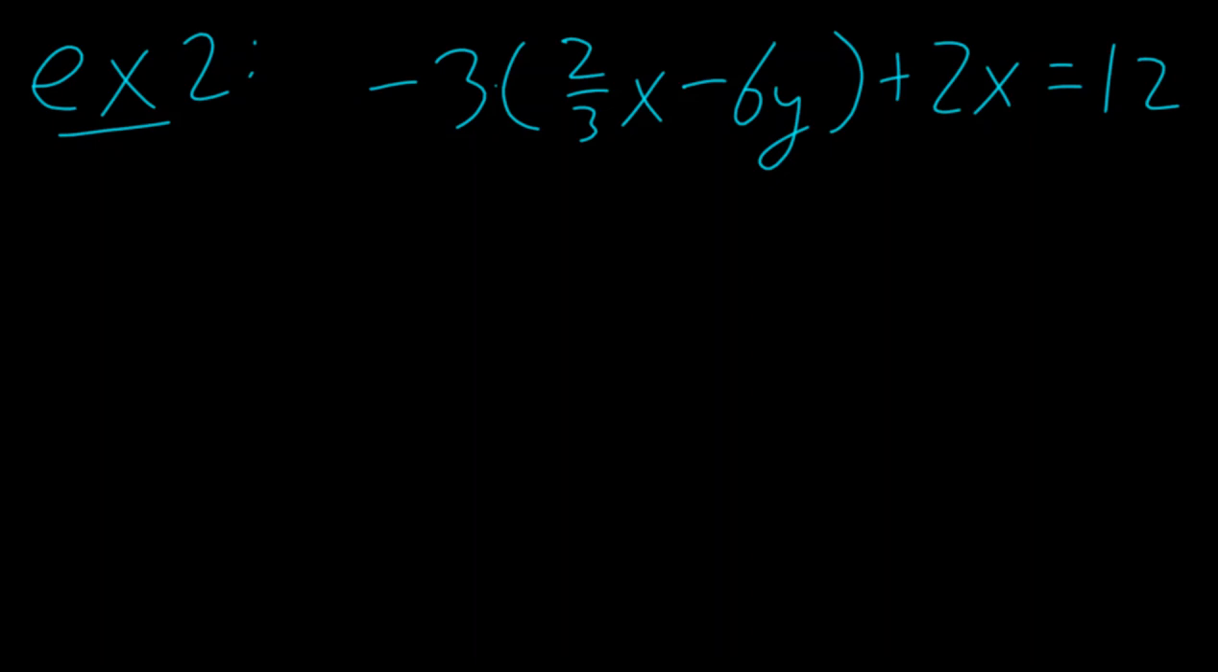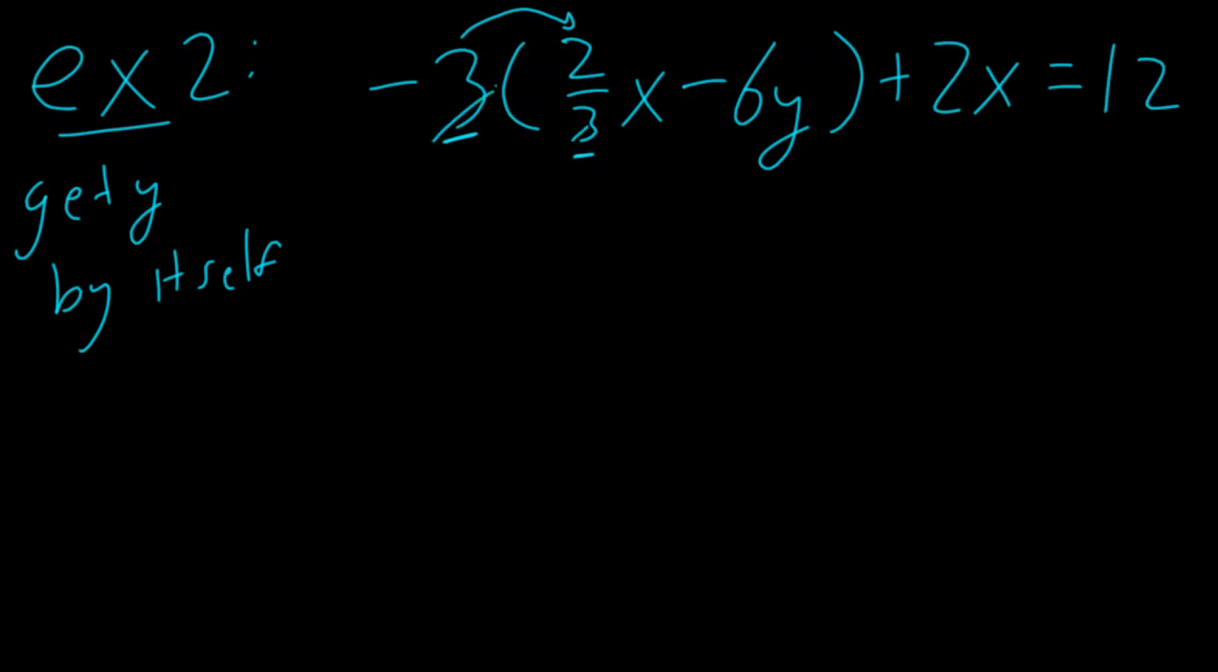The first thing we want to do if we want to graph this is we want to get y by itself. And the way we're going to do that is by simplifying the left-hand side. So I can multiply negative 3 times 2/3 x. Now remember, we actually have a cool little trick here. When our whole number is the same as the denominator, they essentially cancel. And so we're left with a negative times 2, so negative 2x.